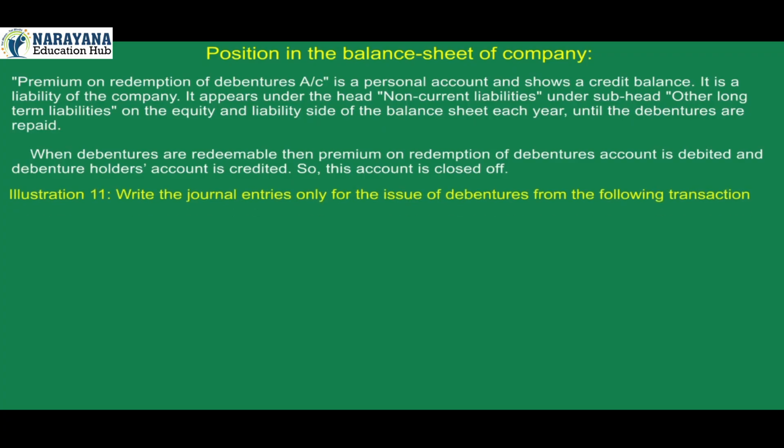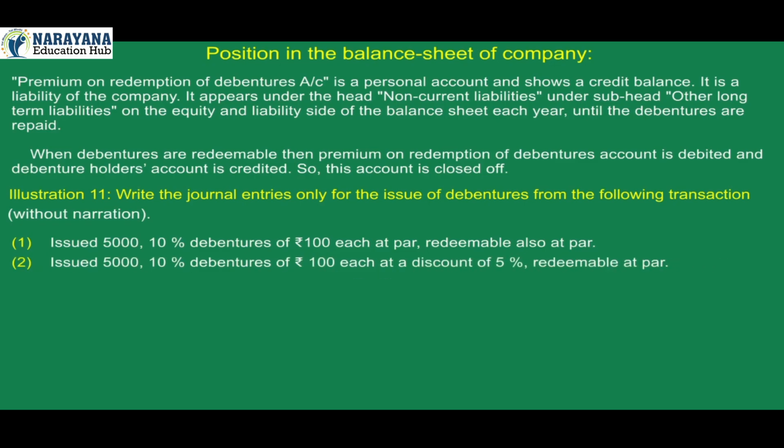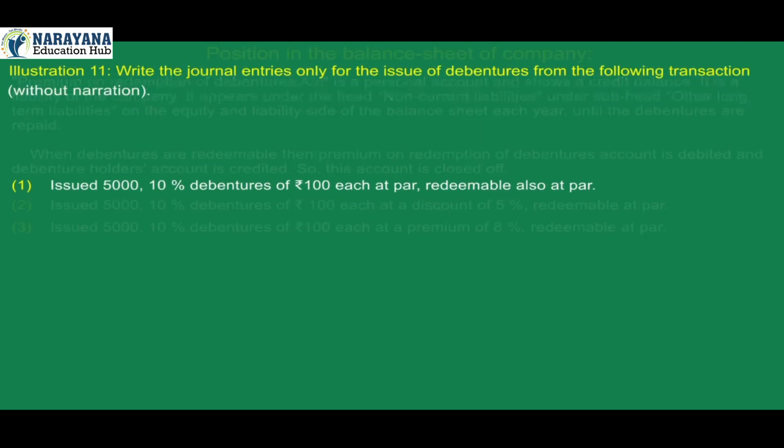Illustration 11. Write the journal entries only for the issue of debentures from the following transactions without narration. 1. Issued 5,000, 10% debentures of ₹100 each at par, redeemable also at par. 2. Issued 5,000, 10% debentures of ₹100 each at a discount of 5%, redeemable at par. 3. Issued 5,000, 10% debentures of ₹100 each at a premium of 8%, redeemable at par.